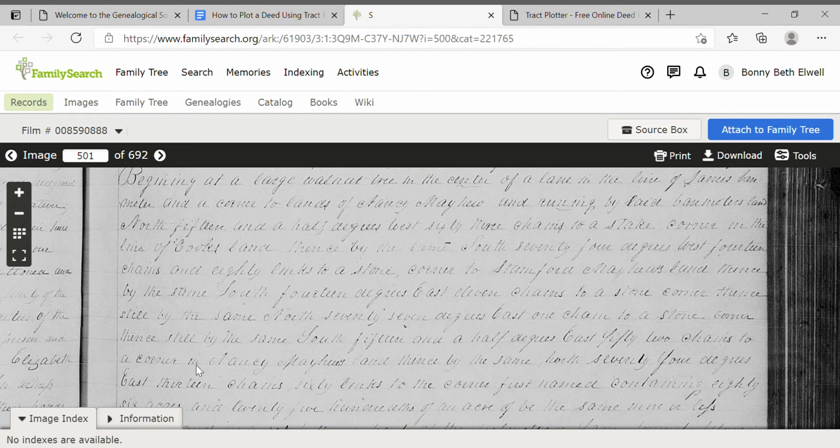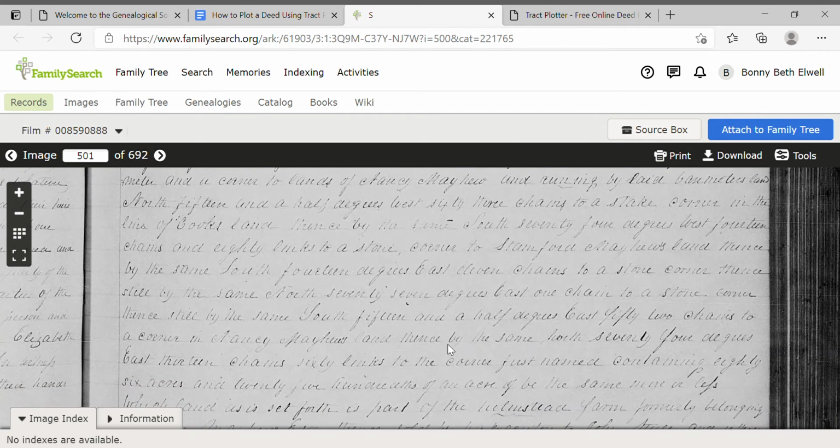And it describes it as in Nancy Mayhew's line. A corner in Nancy Mayhew's land. Thence, okay, we have yet another beginning point. By the same, tells us what the neighboring property is, still Nancy Mayhew's land. North, there's our direction, 74 degrees, there's our degrees. East, there's our bearing. 13 chains and 60 links, that's our distance.